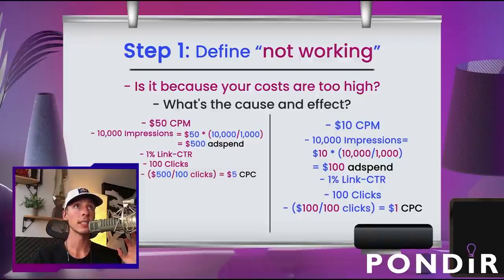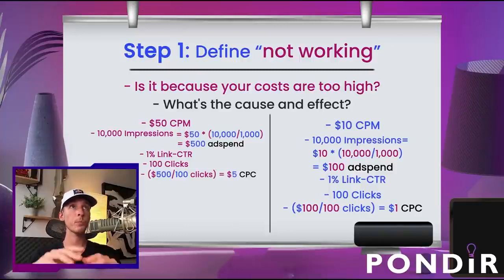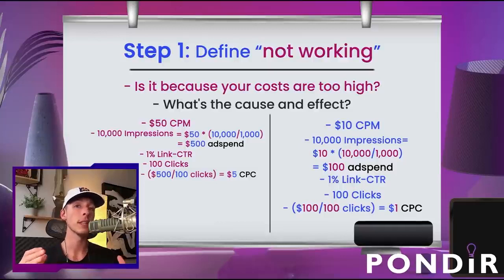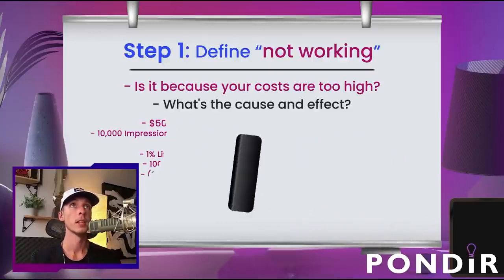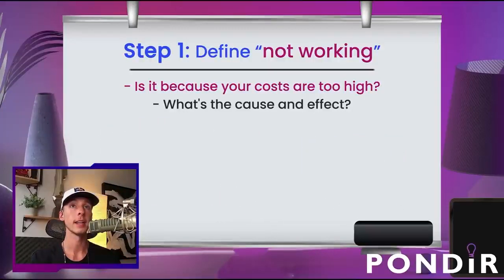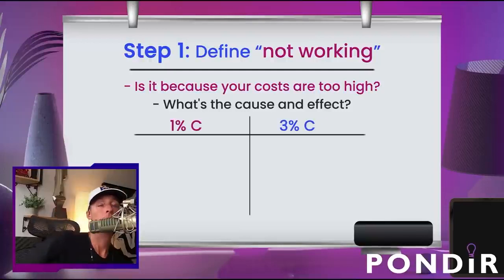Hopefully, you can see that we did not change anything besides our CPM. And now look at the difference. We just had a 500% reduction in our cost per click. So now if you were to go spend $500, you're sending 500 times the amount of traffic. So if you can reduce your CPM, you will reduce all of the associated costs along with it. Let me jump over to this next slide and show you this.